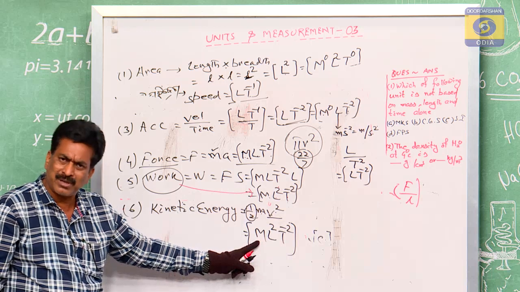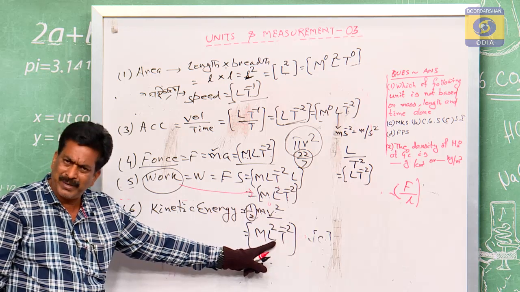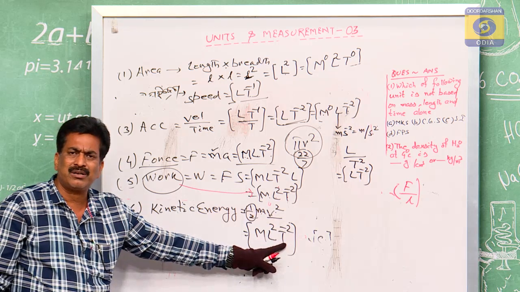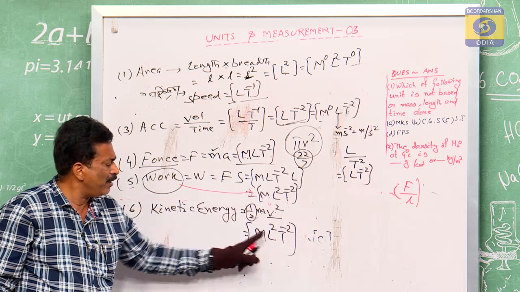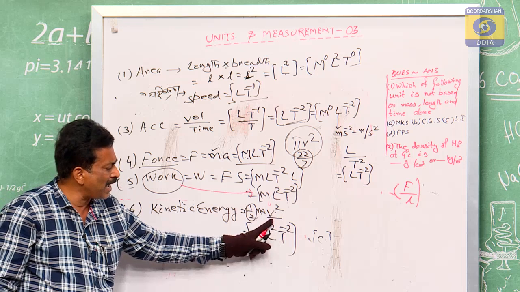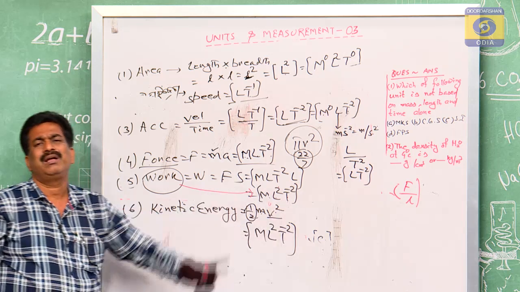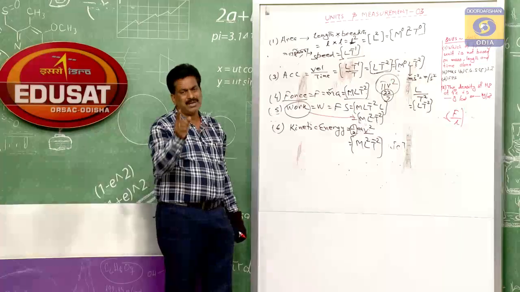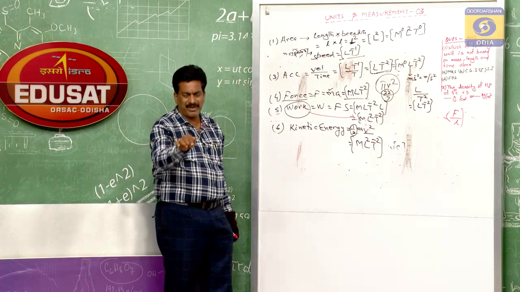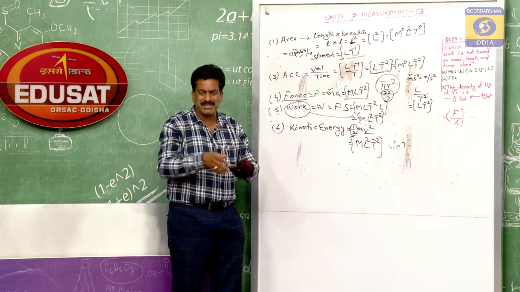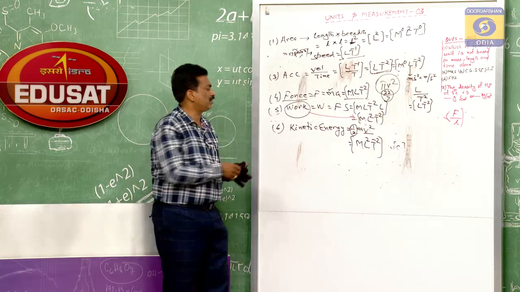for the M, that will be kg. For the L, that is meter. For the T, that is second. So the unit is kg meter square per second square. If you have already done my home task, now you match it, to see whether you are correct or wrong.